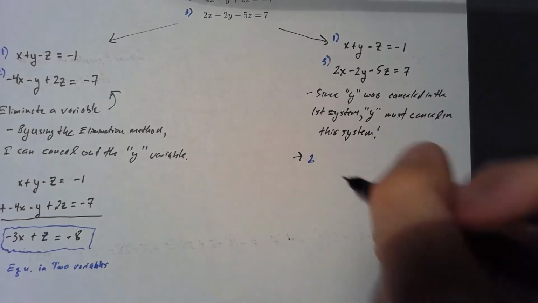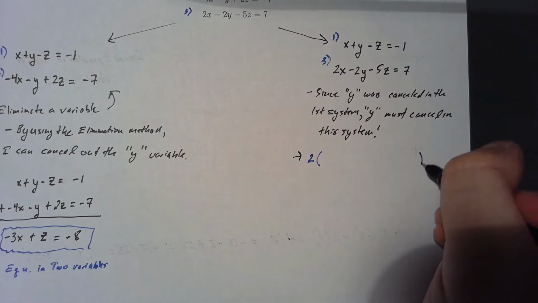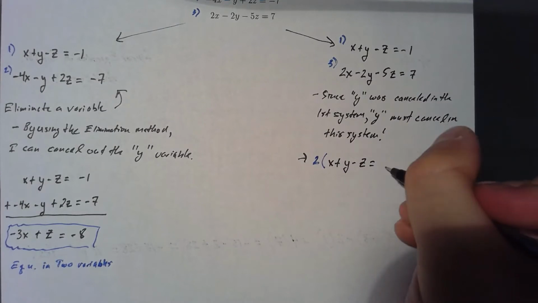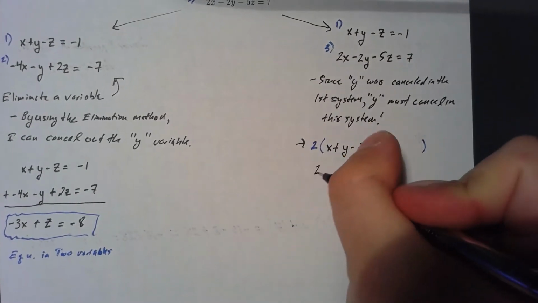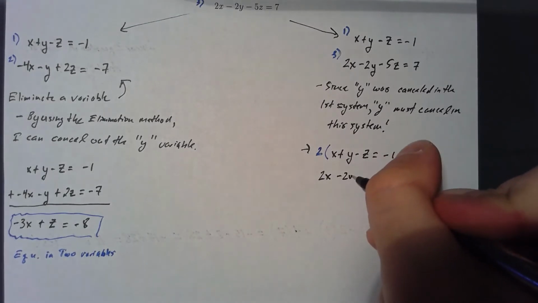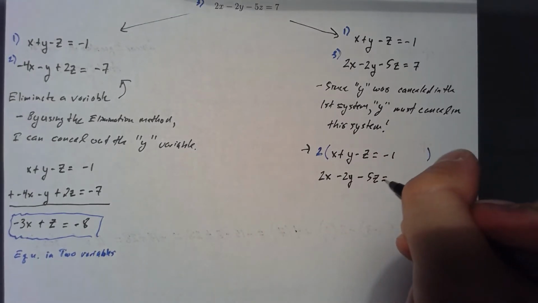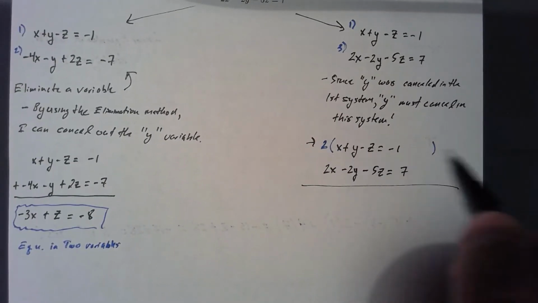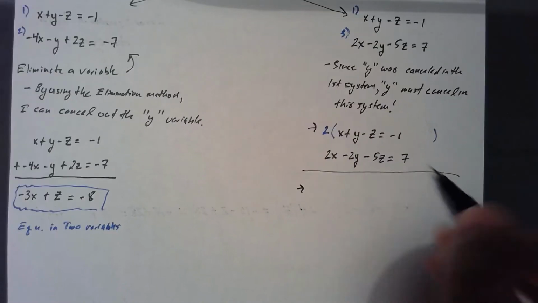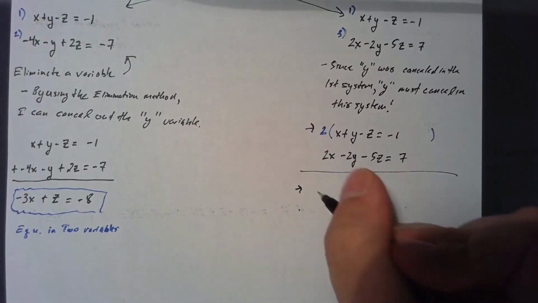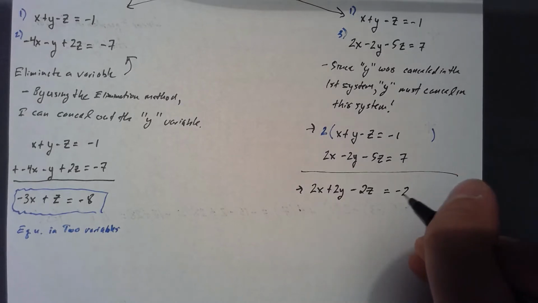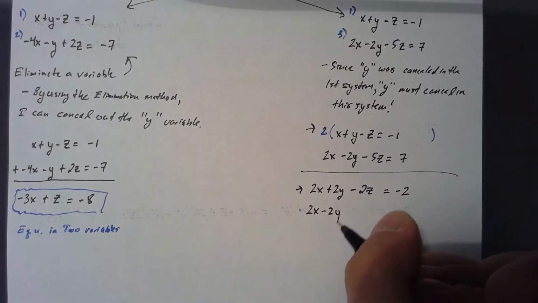So when I multiply the first equation by 2, and then I have 2x minus 2y minus 5z equals 7. So when I multiply this by 2, here's what I get. Distribute the 2 to everything. So 2x plus 2y minus 2z equals negative 2. And then the other equation is right there.